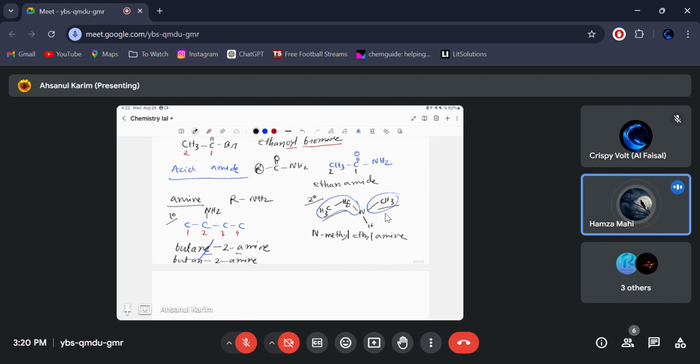So why is methyl added before ethyl? Why did we put methyl before ethyl? It is the order. Look, they are not the substituent, right? It is the order. Okay? You have to always follow the order. There is another name for this. It is N-ethyl methyl amine. Both are correct. Okay?